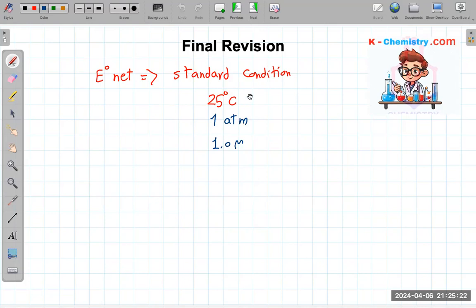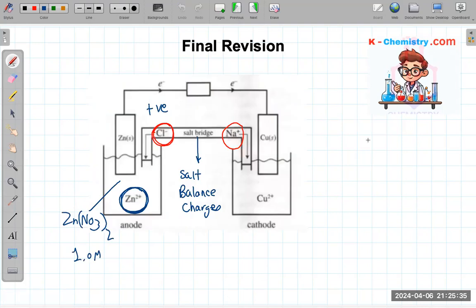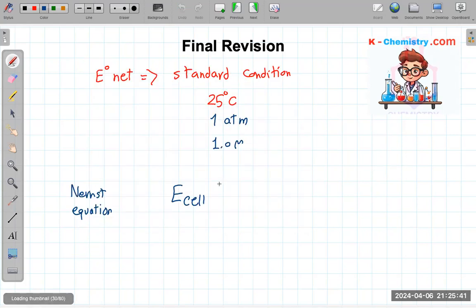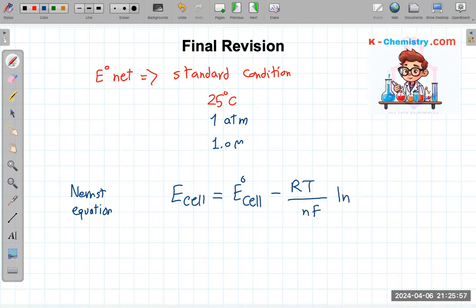But what if we are not using the standard conditions? Then we have to find the value of the E cell by the Nernst equation. So I will use the Nernst equation. This is a special equation which helps me find out what will be the E net of the cell in case the conditions are not standard. It tells me that E cell at non-standard conditions is equal to the E node cell at the standard conditions, minus R multiplied by T over N multiplied by F, and then multiplied by the ln Q. So I know everything now.